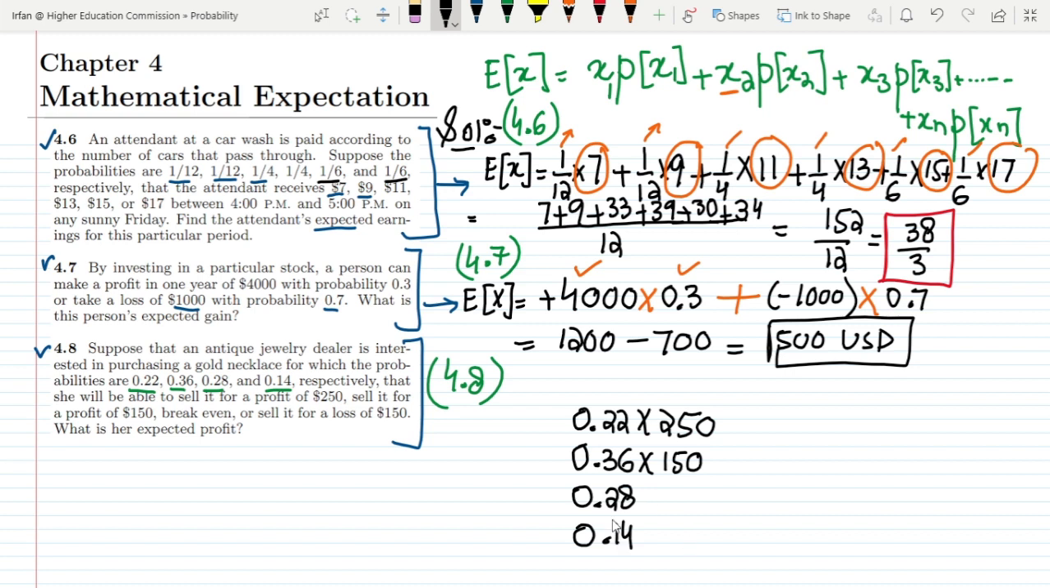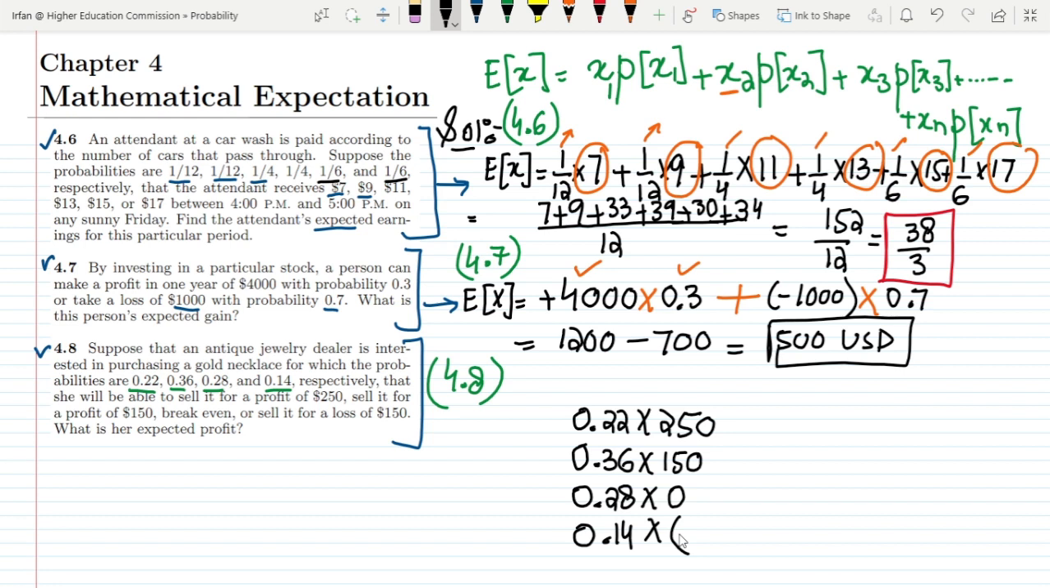This 0.28 is for break even, and break even means that he is neither getting a profit nor a loss, so therefore here I have to multiply it with 0. And at the end this 0.14 is for a loss of 150. In the previous question we have seen that for a loss you have to write the negative value for the random variable, so it would be minus 150.